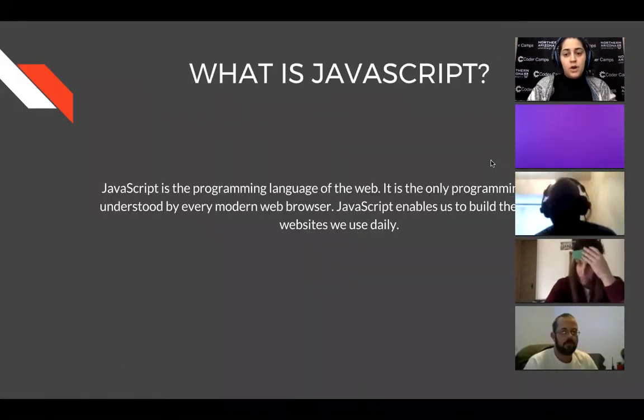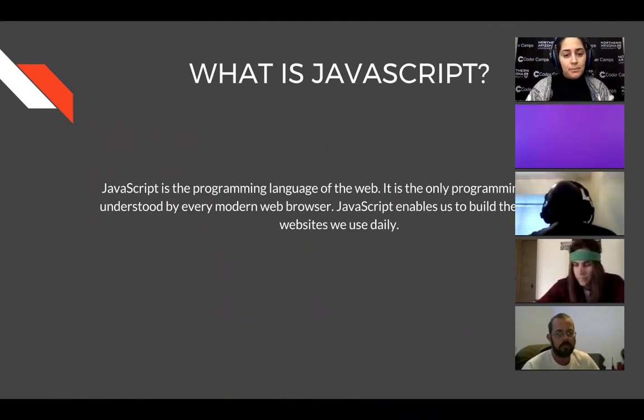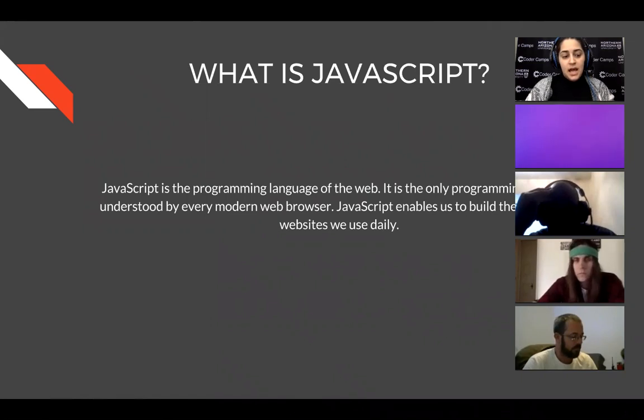All right. So what is JavaScript? JavaScript is the programming language of the web. It is the only programming language understood by every modern web browser. JavaScript enables us to build the interactive websites we use daily. So essentially, JavaScript is the muscle of a website. You can think of it as the thing that allows us to do cool things with the website. The interactiveness of a website is due to JavaScript.